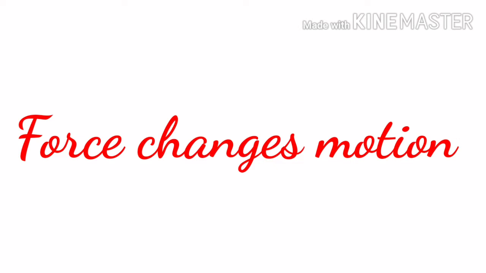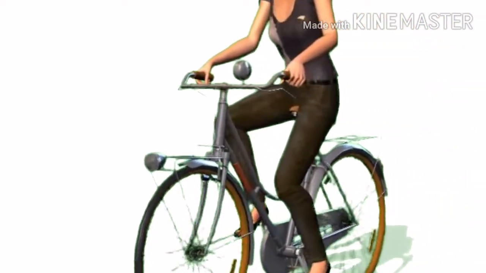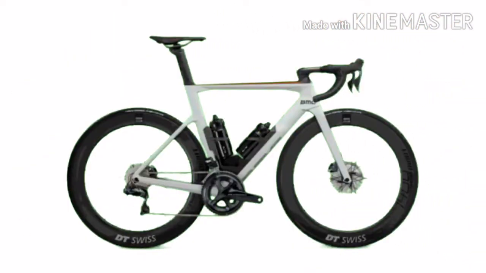Force changes motion. The cycle moves forward because force is applied on the cycle by pedaling. When we stop pedaling, the force is removed and the cycle stops and comes to rest.